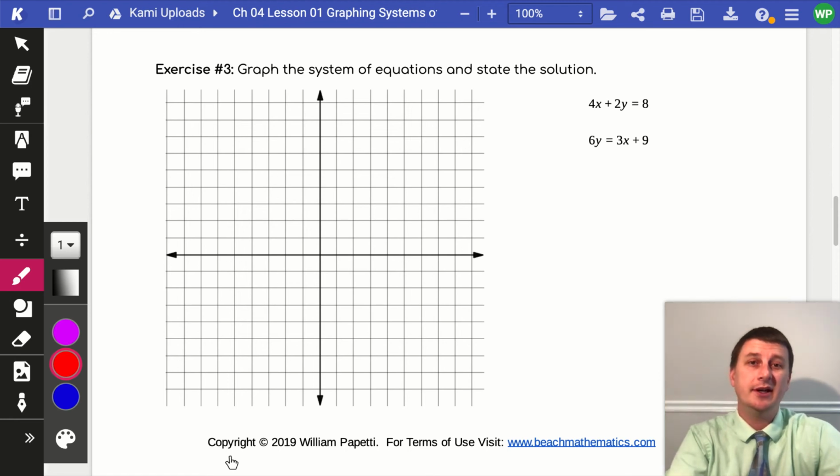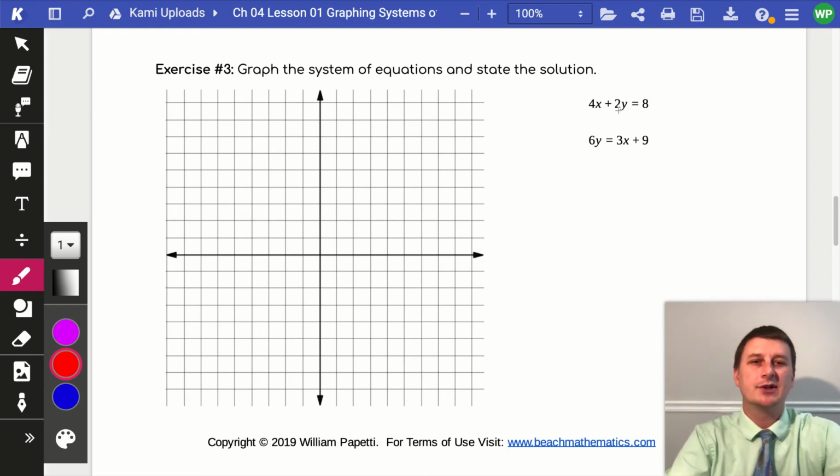And in this video, we're going to finish up our lesson on graphing systems of equations. And yes, I said finish up, which means if you did not watch the videos on exercises numbers 1 and 2 yet, you should go back and do that now, unless you think you're ready for this right here, because we're going to be graphing this system of equations. And what's different about this one from previous ones is these are not in slope-intercept form.